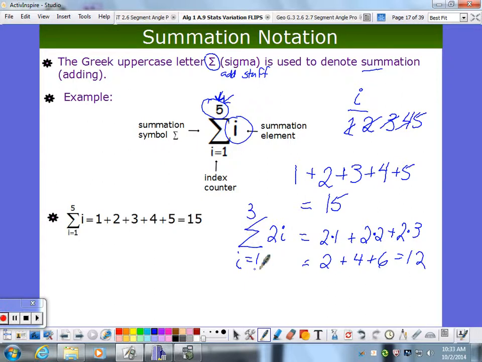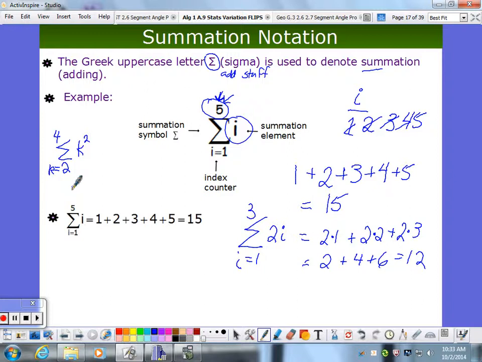Well, that's a real complicated way to write the number 12. But it is another way to write the number 12. Let's try a different one. I'm going to do now K. How about K equals 2 to 4 of K squared? So let's see if we get what's going on here. Wait a second, but it doesn't say I anymore. It just means if this is a K, look for K. So you look for matches.